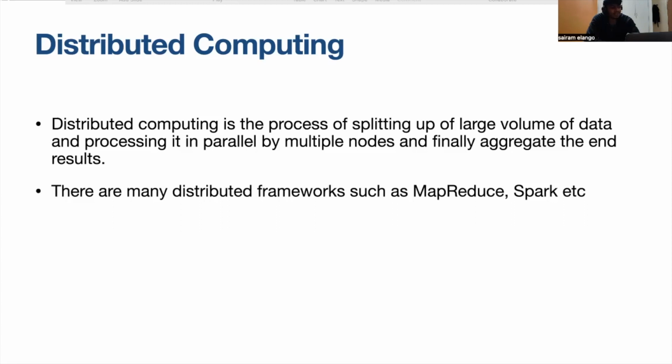But in case of Spark's lazy evaluation and lineage, even if nodes are going down, we can still trace back and process data, which is 10 to 15 times faster when compared to MapReduce. So MapReduce versus Spark I'll cover in another video. In this video, I'm just focusing on distributed systems only.